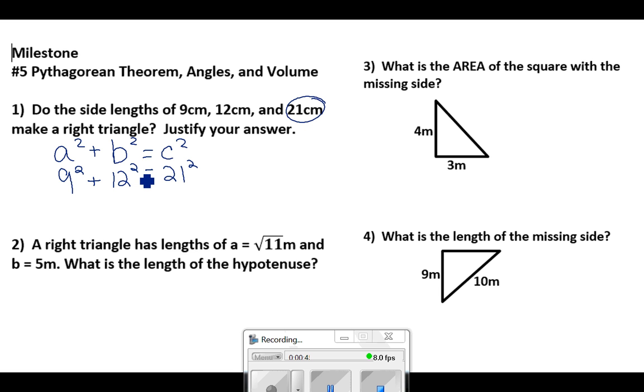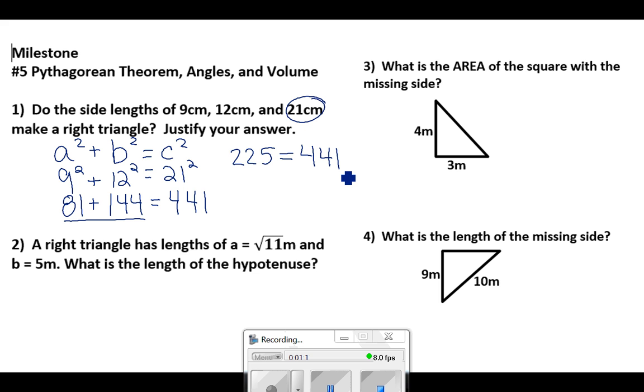9 squared, 9 times 9 is 81, plus 12 squared, 12 times 12 is 144. 21 squared, 21 times 21 equals 441. Now we just have to add these two numbers together, and when you do, you get 225 equals 441. And we know that's not true. So we can put a slash and say that no, this is not a right triangle.